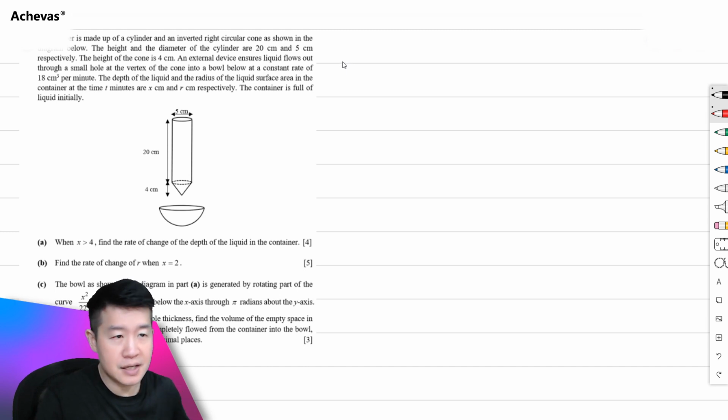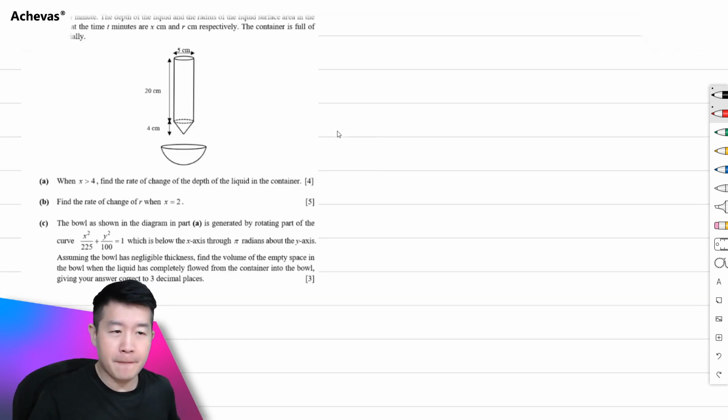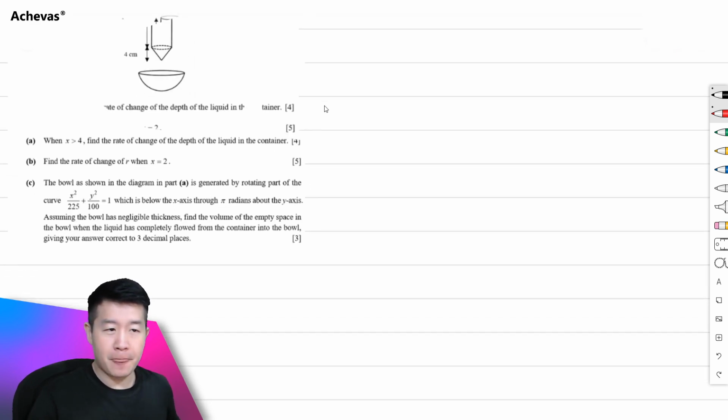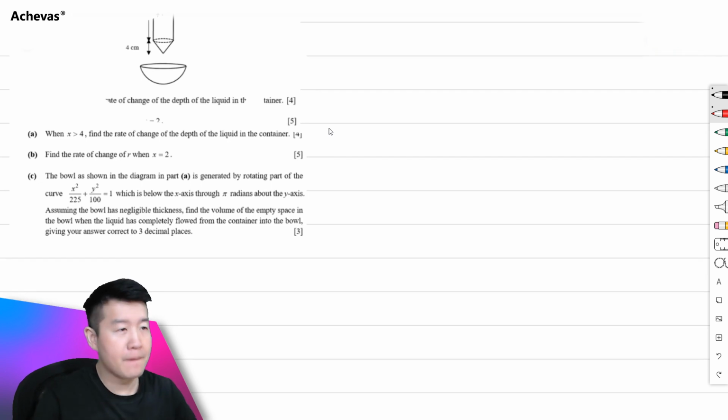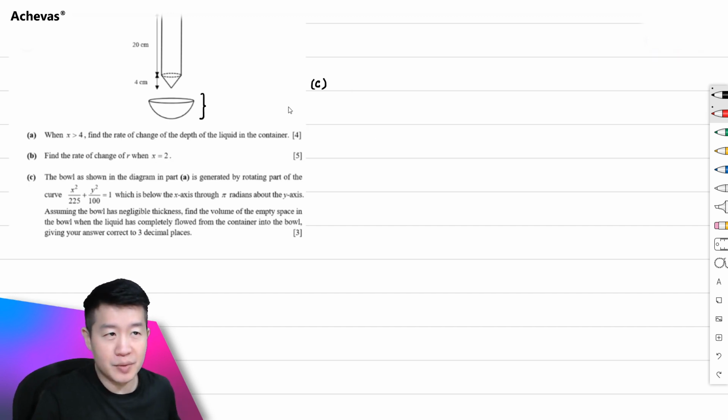So for part C, let me shift this up a little. Oh, part C, right? Okay. For part C, we are going to be focusing on just this part here. And according to what the question says, this portion here, this bowl, is going to be, let me show a bit more of the diagram.